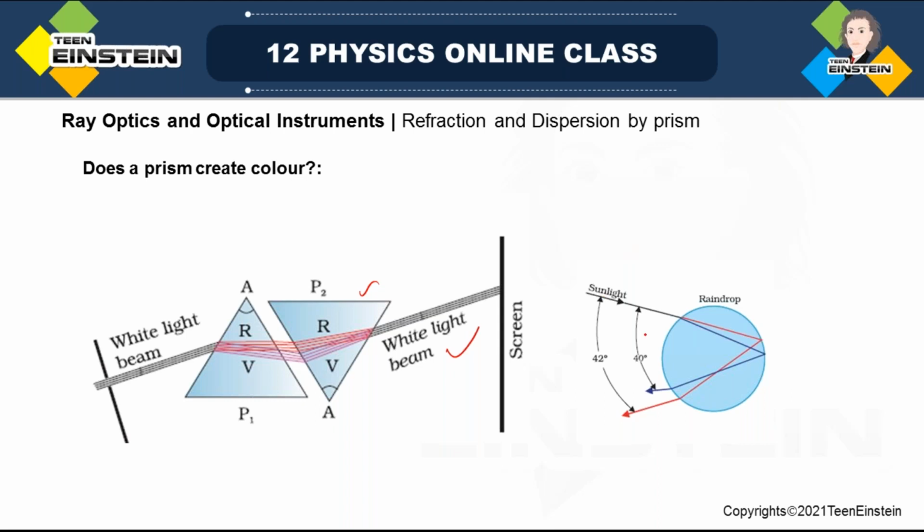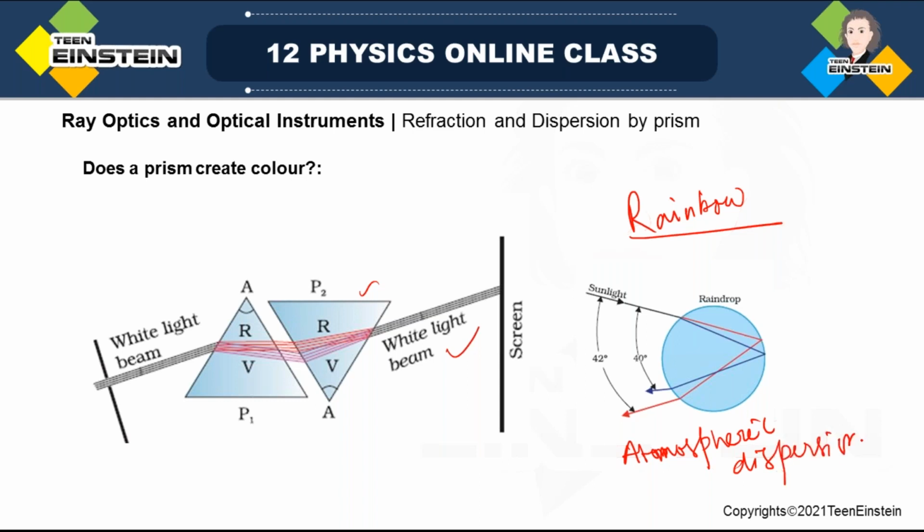So in nature we see the evidence of this. The rainbow is one of the results of atmospheric dispersion. This is atmospheric dispersion.